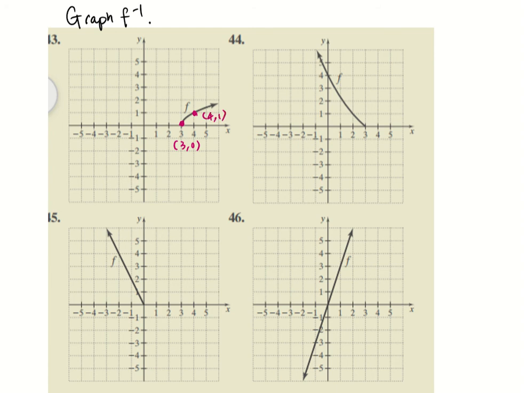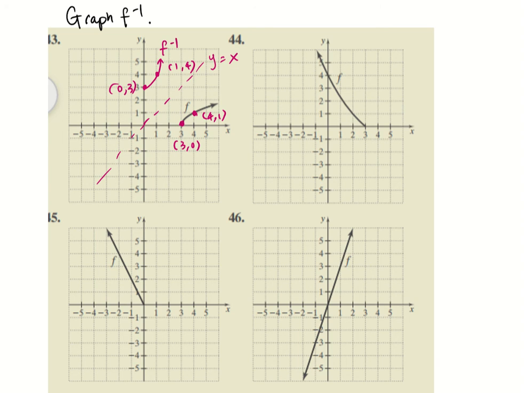So the inverse function should pass 0, 3, which is right here, and 1, 4, which is right here. And notice that the 2 graphs should be symmetrical along the line y equals x. So the graph would look like this, and this should be a rough graph of the inverse of f.